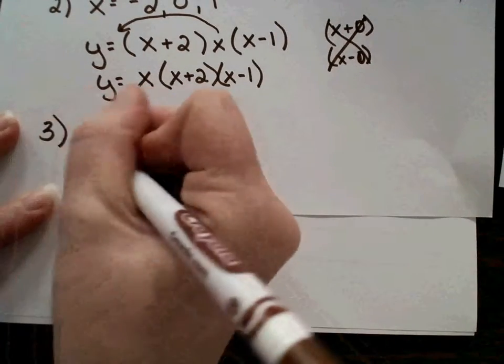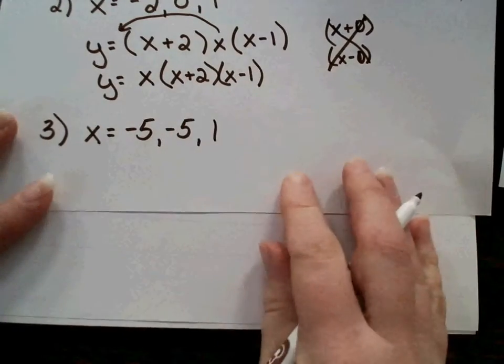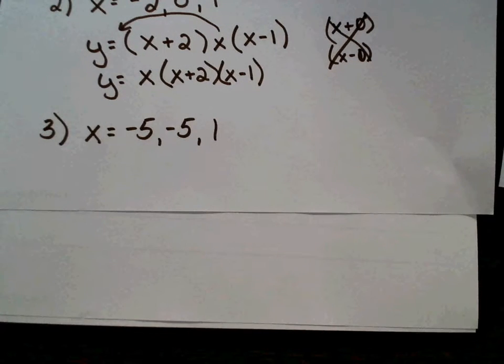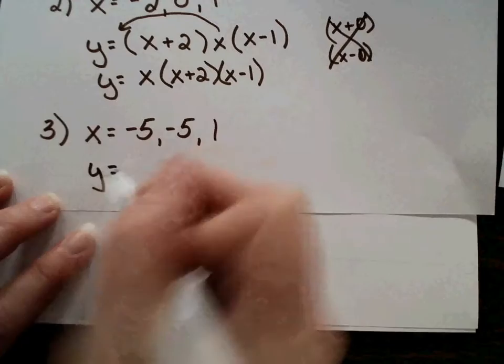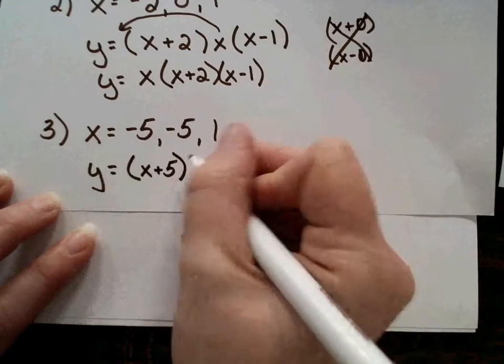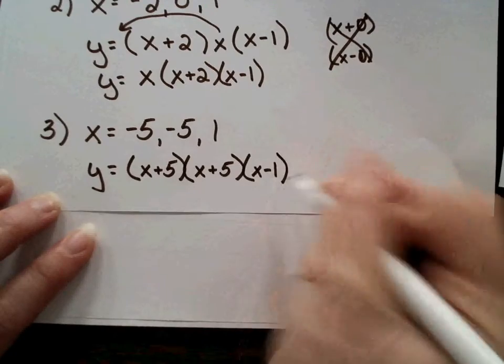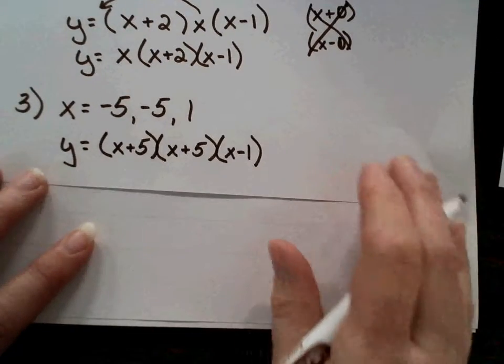Okay, number 3. We have x equals -5, -5, and 1. Yes. So this would be x. If we just write it out right now, this would be x plus 5, x plus 5, and x minus 1. Now, I hear some people saying, are we going to square this? What do you mean by that?